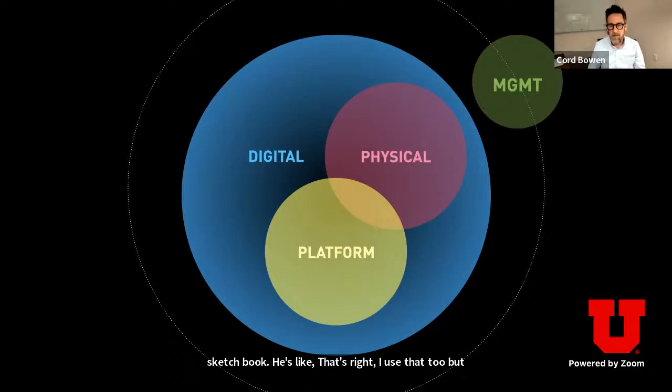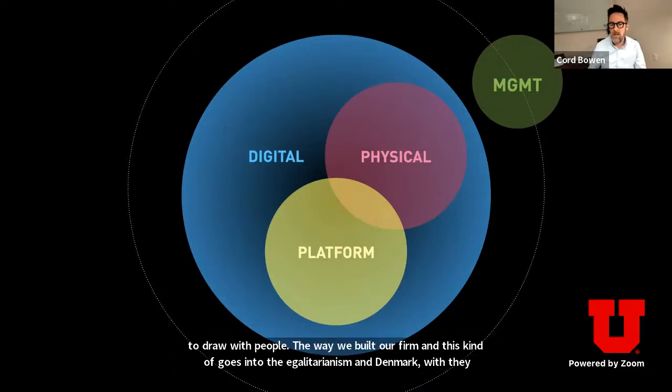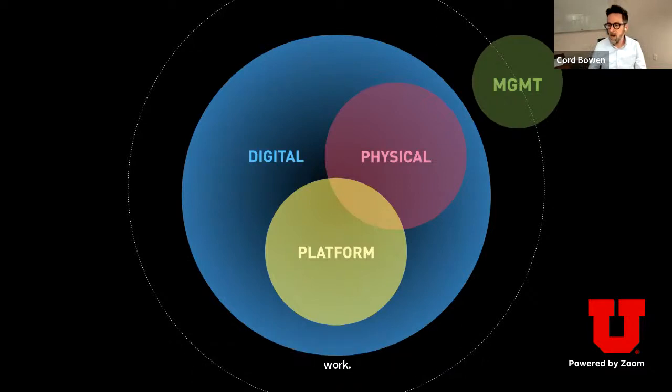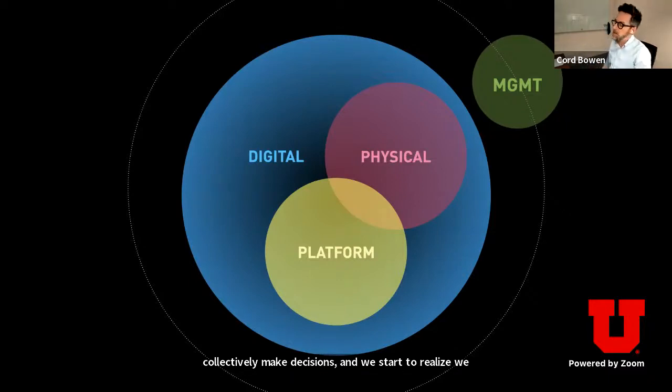That's the way we've built our firm, and this kind of goes into their egalitarian system in Denmark and the way they work. Everybody is a part of the conversation, and that conversation develops a kind of harmony or a rhyming to it, where people can actually start to collectively make decisions, and we start to realize we work in groups. This is actually a really important concept in our program: to let students experience the individuality of the design process, but also remove them from the hero model, so that they can understand that there are communities and groups involved. And oftentimes designers, we hold the space for these things to happen.